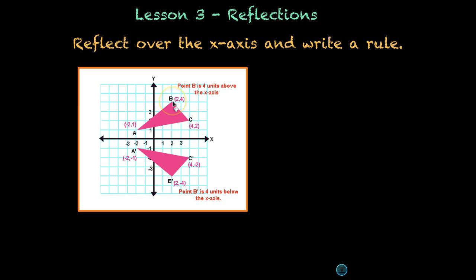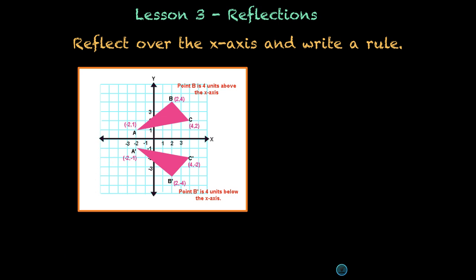If you'll look here, point B is 4 units above the x-axis. If we count up 1, 2, 3, 4, then we know that when we reflect over this axis, which we can also call our line of symmetry, think of it like a mirror, then point B must also be 4 units below the x-axis. And we can count 1, 2, 3, 4 to make sure that it's the same distance on both sides. Let's find a rule.